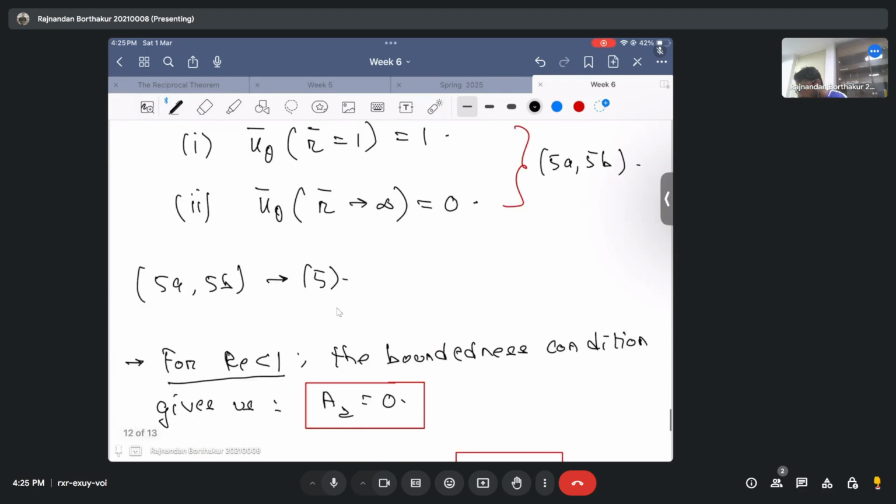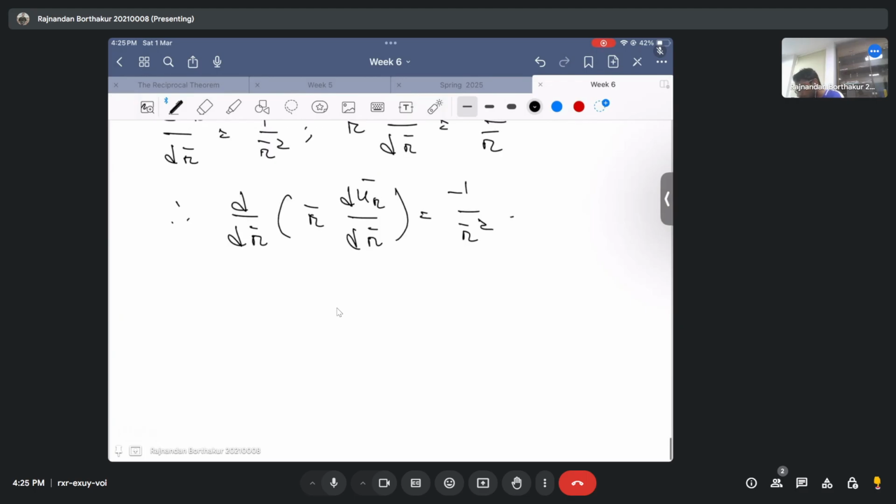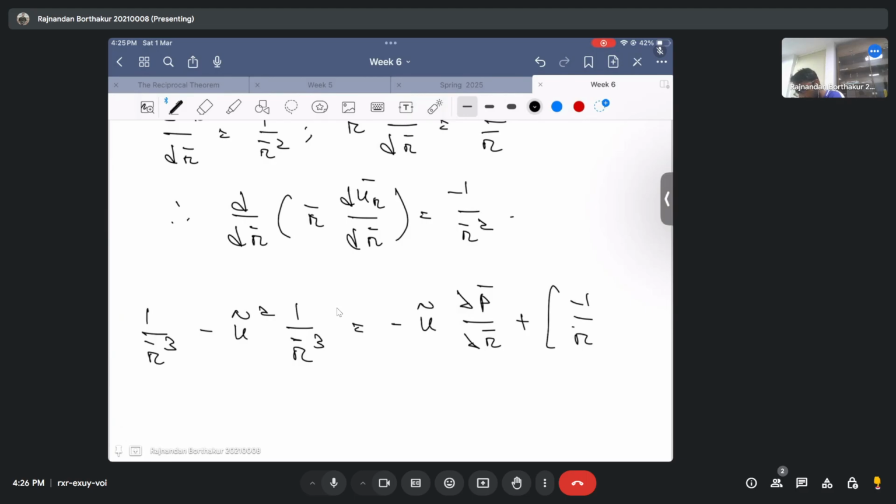When we insert this, we'll get something like this. We'll get 1 upon R bar cubed, minus u tilde squared, and so on. You can just do it at your end, it's just the math. Then I have minus u tilde over R bar cubed. Remember, u tilde is just a parameter which dictates the strength of the flow. And then I have minus del P bar by del R bar, and then I have terms like this: minus 1 by R bar cubed plus 1 by R bar cubed times 1 by Re.